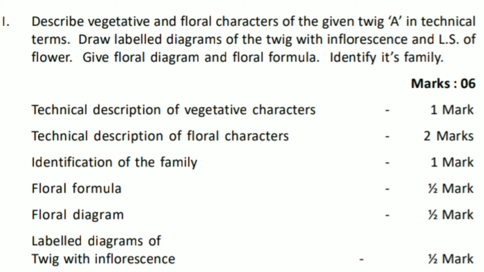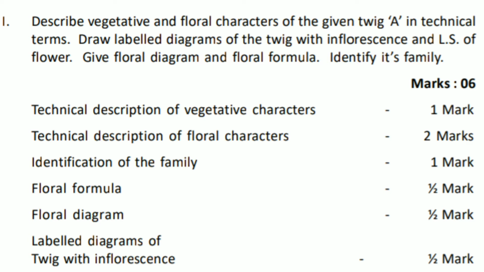Next, you have to describe the floral characters of the given twig, like the calyx, corolla, androecium, gynoecium. All these details you have to describe for the floral characters. Next, identification of the family. After describing the vegetative and floral characters, you must write the family name, whether it is Solanaceae or Liliaceae. For writing the family name, you will get 1 mark.